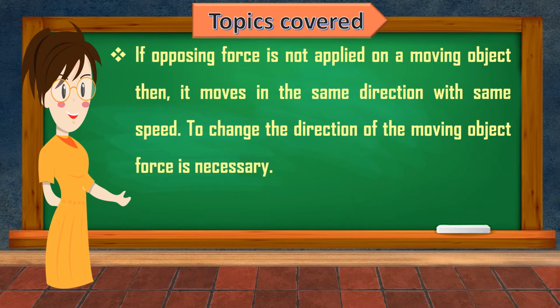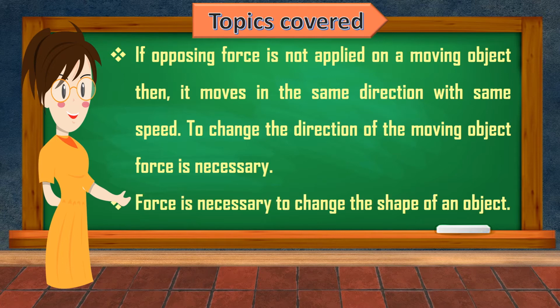If opposing force is not applied on a moving object, then it moves in the same direction with the same speed. To change the direction of the moving object, force is necessary. Force is necessary to change the shape of an object.